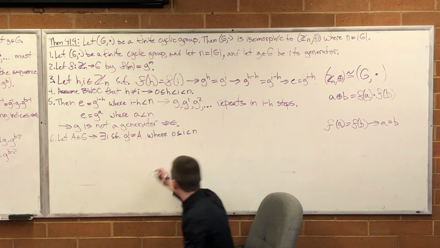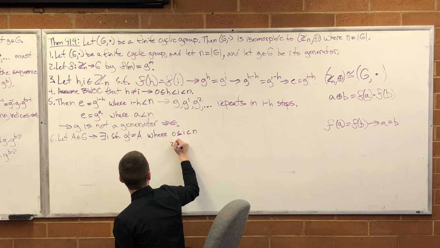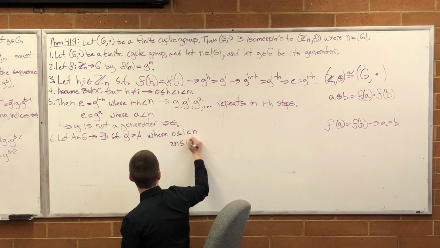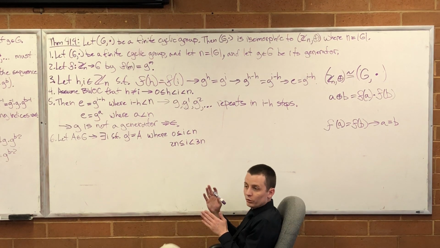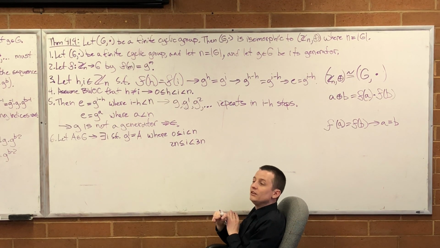Just to make this very clear, I could have also said between 2n less than or equal to i less than 3n. We're saying in n iterations, we're guaranteed to have gotten everything.